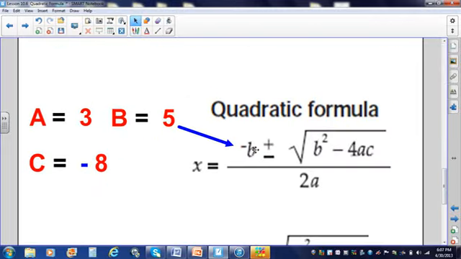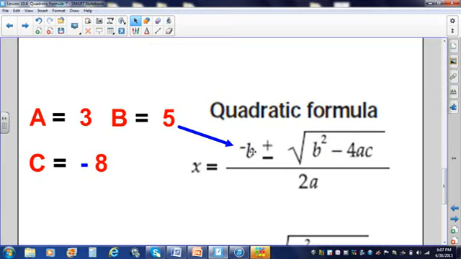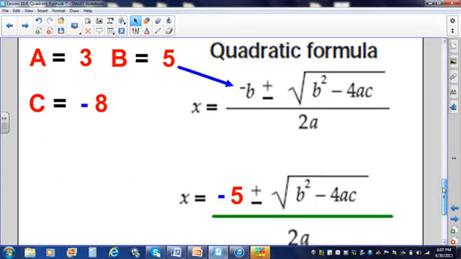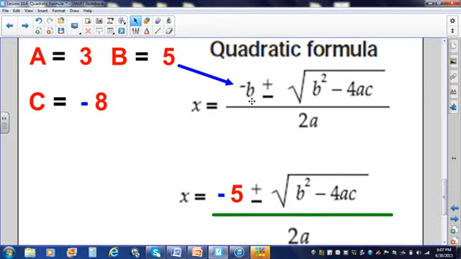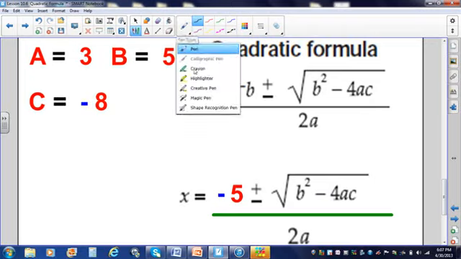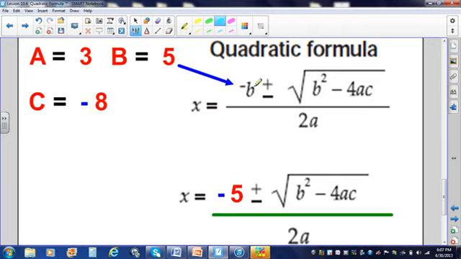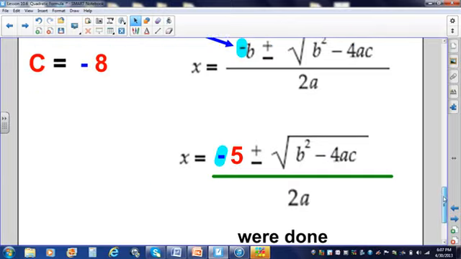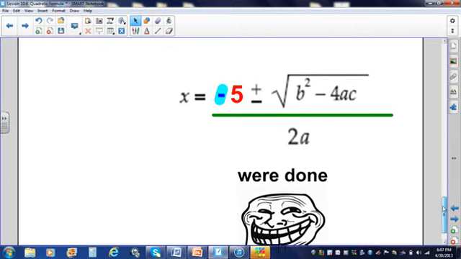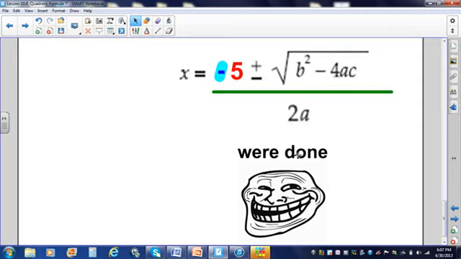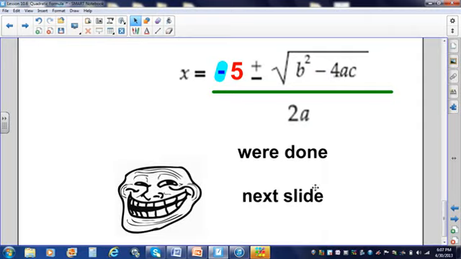So here we go. We are going to take the B out, and we're going to put 5 in its spot. Notice I did not say to take out the negative sign. You keep the negative, we put 5 in B's spot. So this is where we're at so far. Now, it'd be nice if I told you we're done. La la la la, but you're getting trolled. We're not done. Next slide.